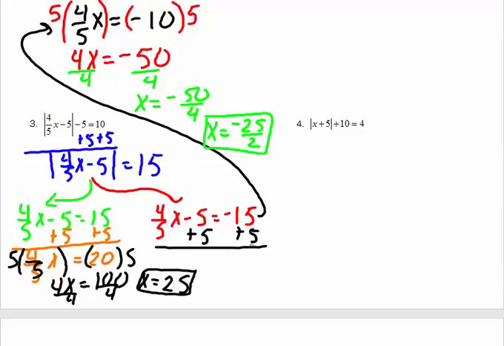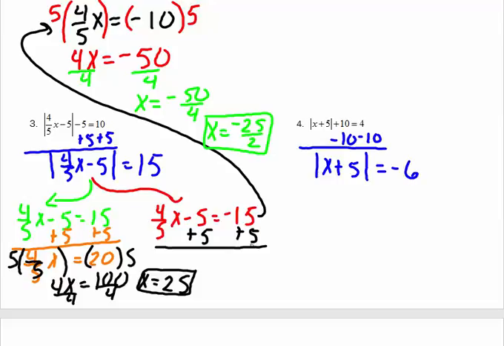So let's do number 4. The absolute value of x plus 5, plus 10 equals 4. Again, the first thing I need to do is isolate the absolute value. So I'll subtract 10 on both sides. So I'll get the absolute value of x plus 5, close the absolute value, equals negative 6.